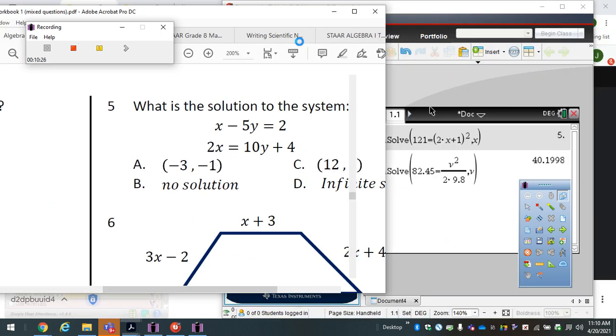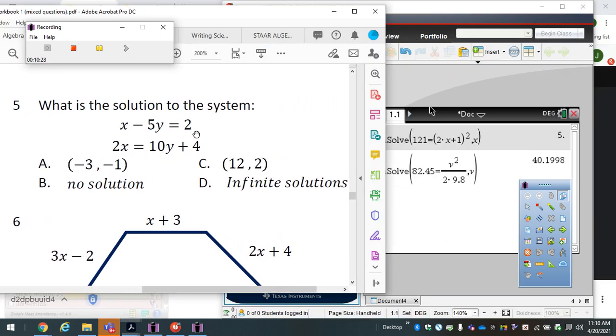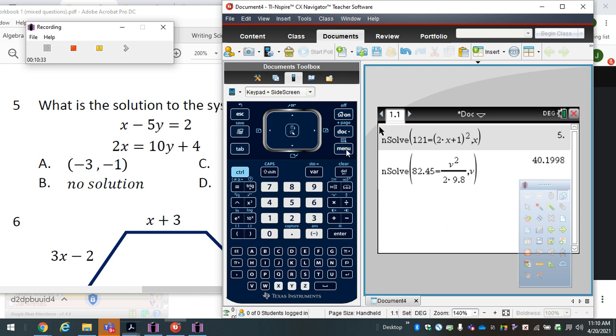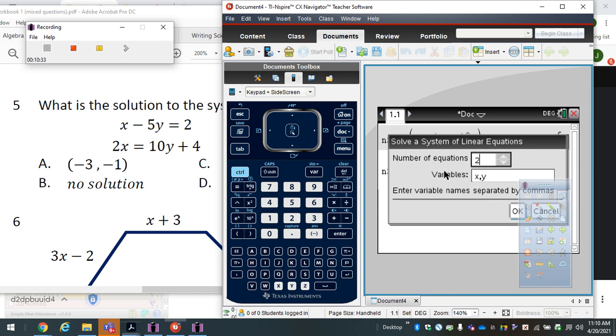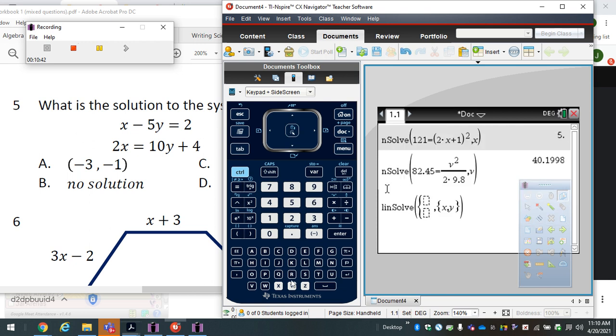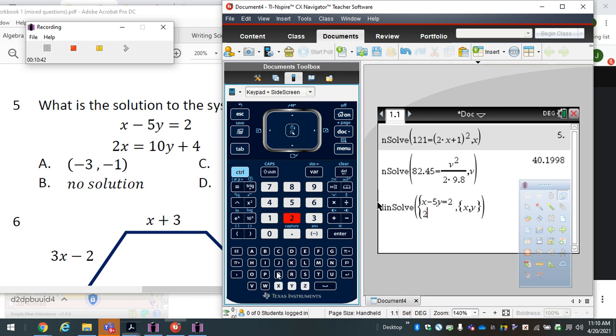What is the solution for this one? So you should know how to do these already. Honestly, I showed you how to graph it. I showed you how to use substitution, elimination. Save yourself the brain power or the headaches. Just do this. 2 equations and type them in there. x minus 5y equals 2. 2x equals 10y plus 4. Enter.